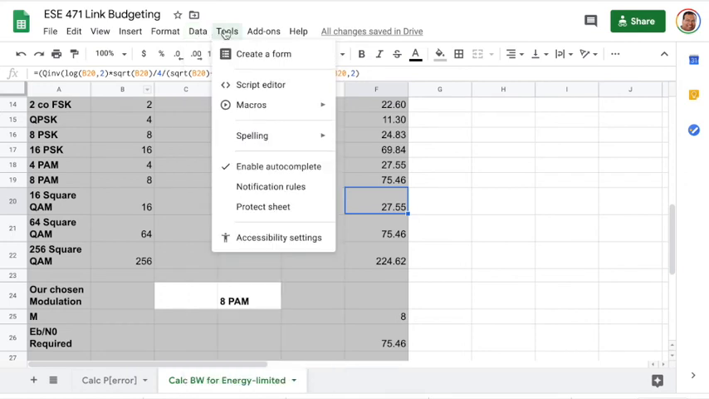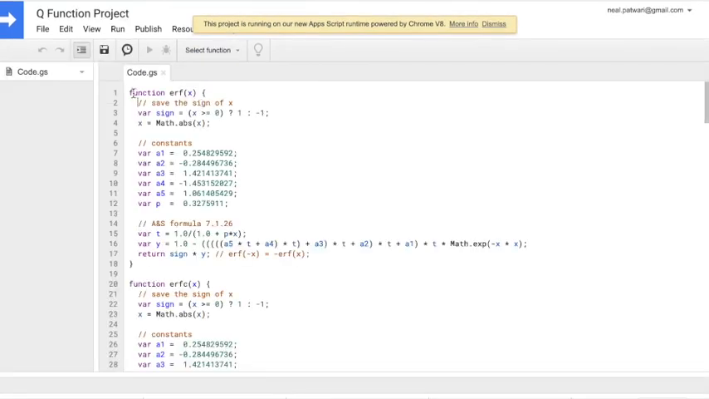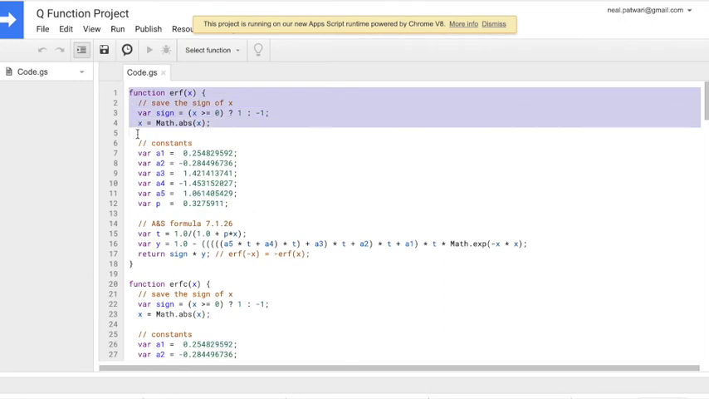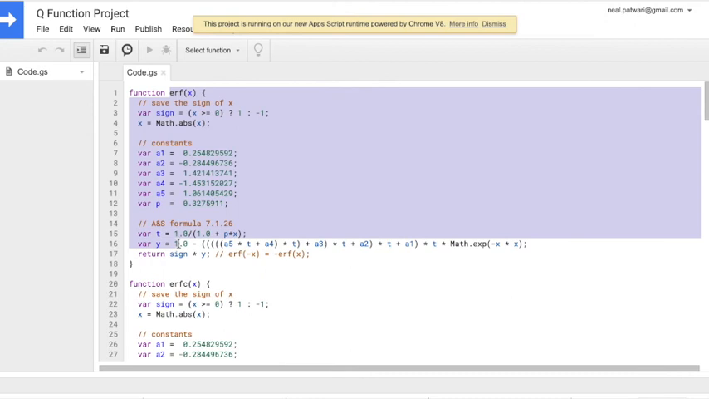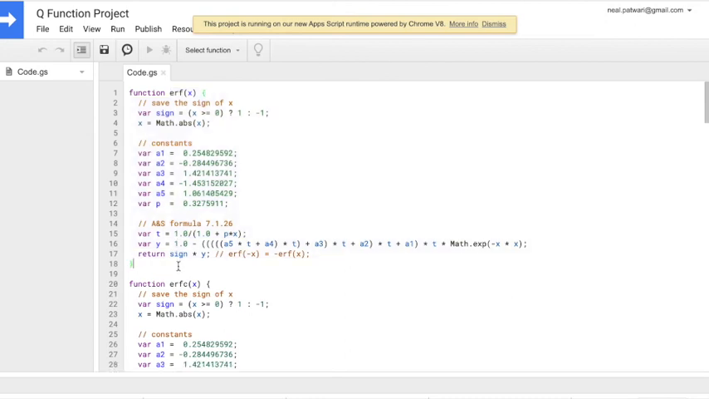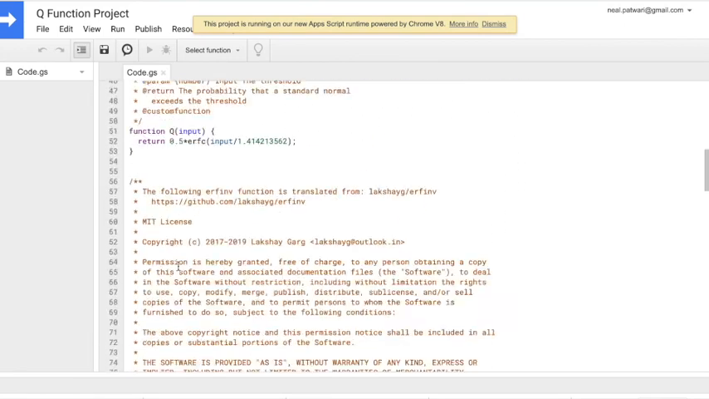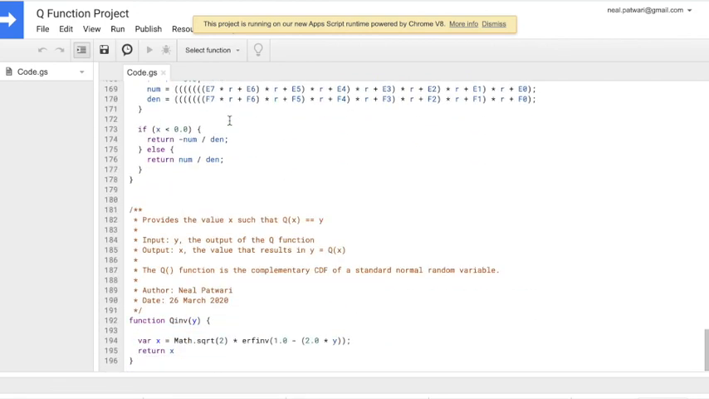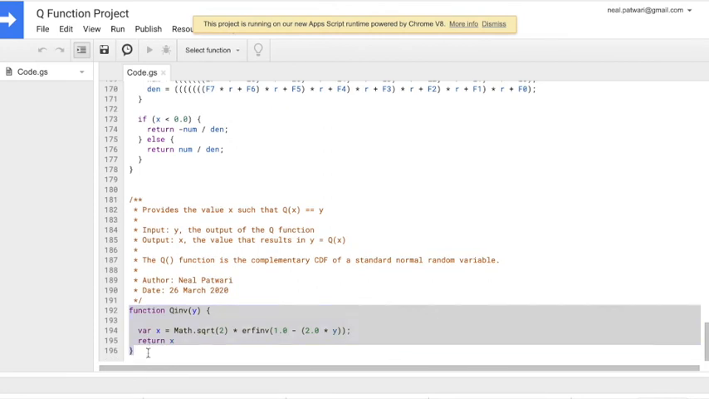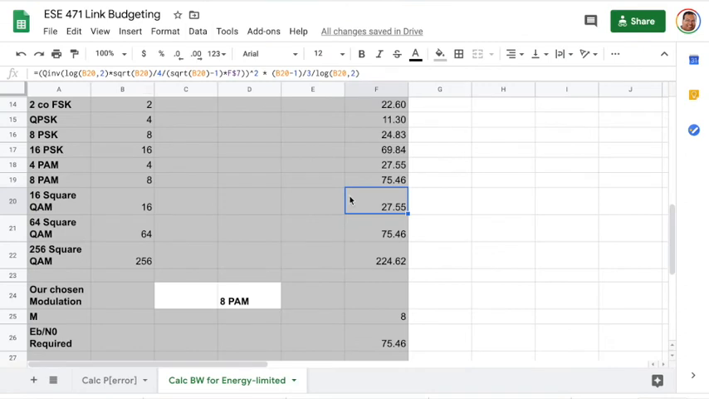So I had to go to Tools and Script Editor and then write some Apps Script code. I'm not actually sure of the language that they use, but you can write your own function. And here I use some standard code for calculating ERF, ERF complement, and ERF inverse. And then I wrote my own Q inverse function that uses the ERF inverse function. That's one trick that we use to come up with these numbers.